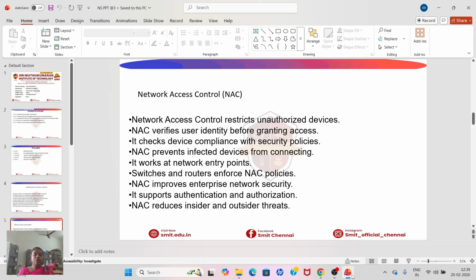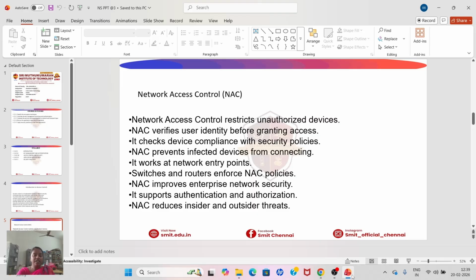Key components are authentication, authorization, and posture assessment. In authentication, you verify the devices, using password, biometrics, smart cards, and digital certificates. Authorization determines what resources the user or device can access. Posture assessment checks antivirus status, OS updates, firewall status, etc.